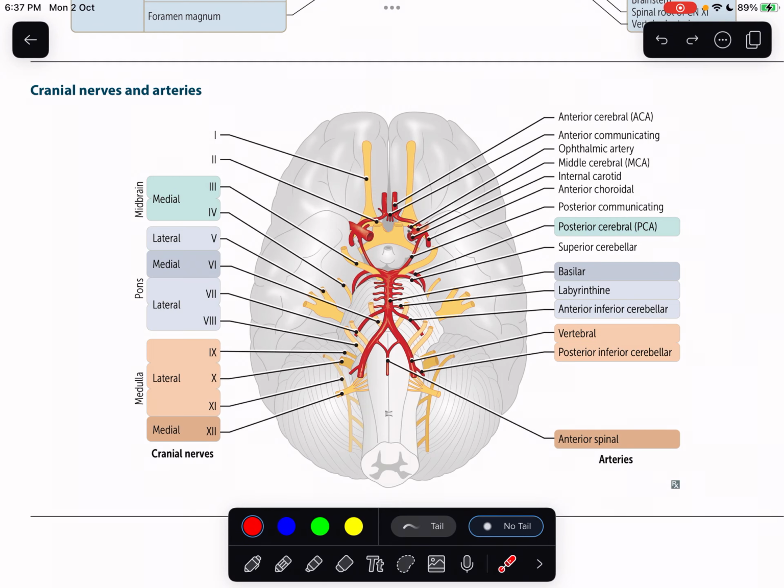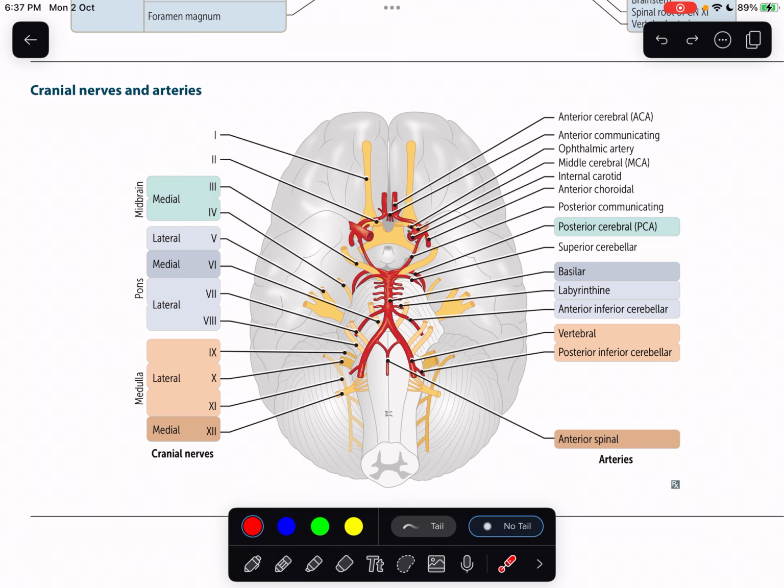So today the topic that I'm going to discuss with you is about the cranial nerves and the arteries. It's a continuation video of the previous one. All right, so let's start. On the left we have the cranial nerves and on the right we have the arteries.